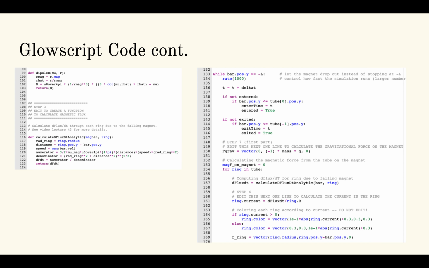And then on the next slide, you can see where the Biot-Savart law is used. And then below that, magnetic flux is calculated. On the right, we have some position updating, and the force of gravity is initialized. And then the magnetic force is calculated from the tube on the magnet.